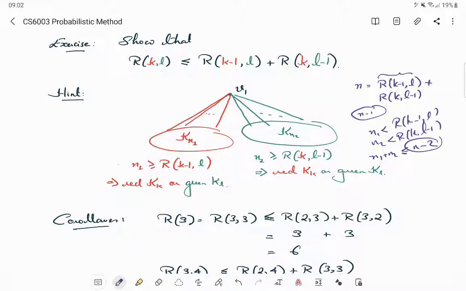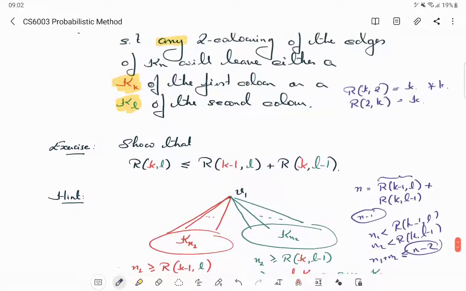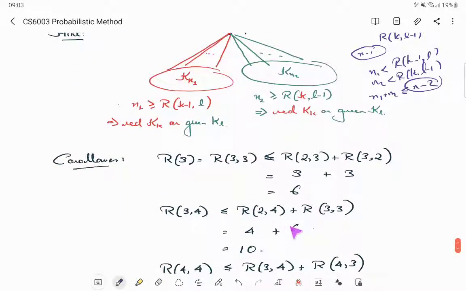Okay, now from this you can easily verify that R3, we already know that R3 is 6, and if you apply this, you can bound R33 by R23 plus R32. R23, we just observe that any RK2 and R2K are both just K, right? So R32 is 3, R23 is also 3, adding up you will get 6. Okay, so you get the same bound.